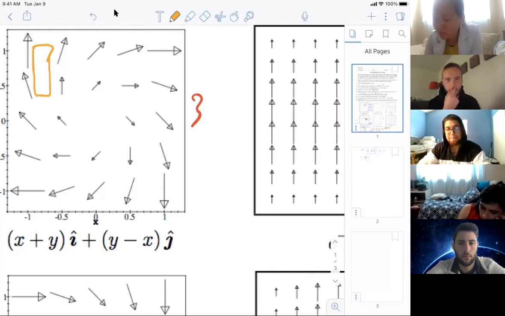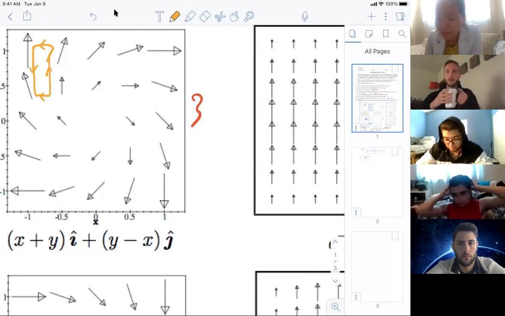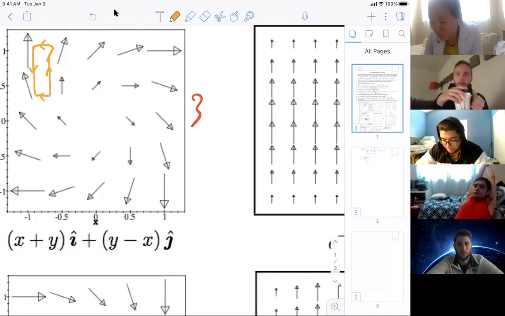You would orient it with the directions of your vectors, so it'd be going clockwise. Okay, so it doesn't matter what direction my vector is. When we choose a loop, we're looking for a positive orientation. Okay, and then from there, what do we do?